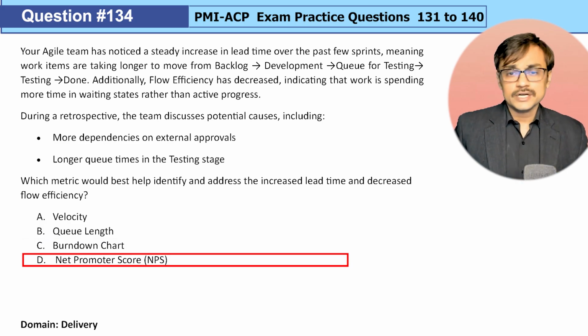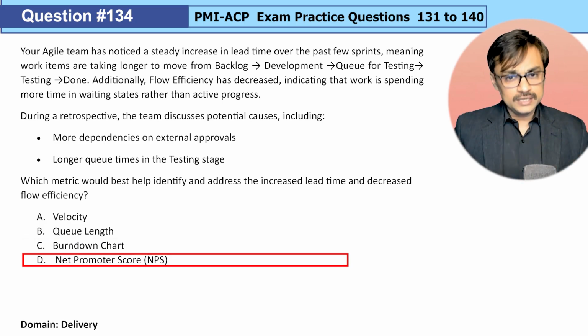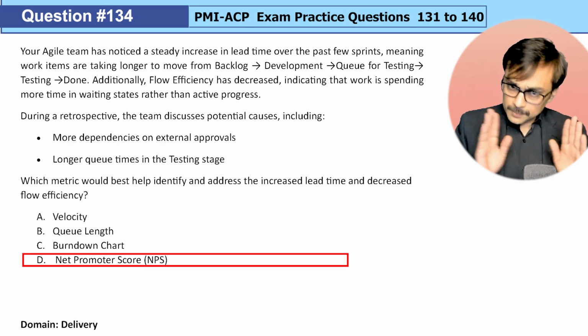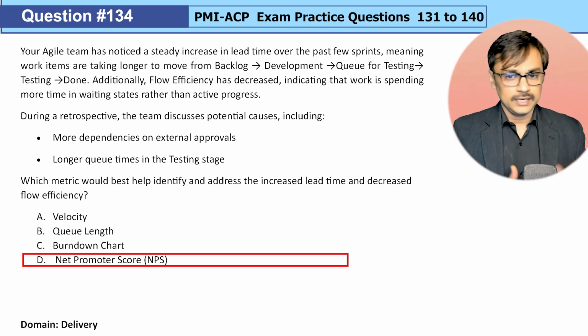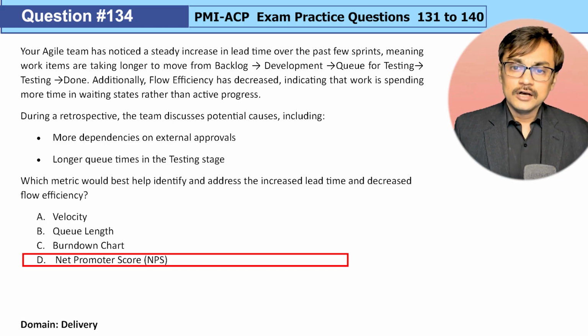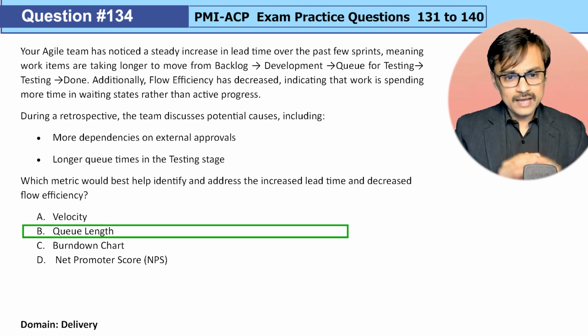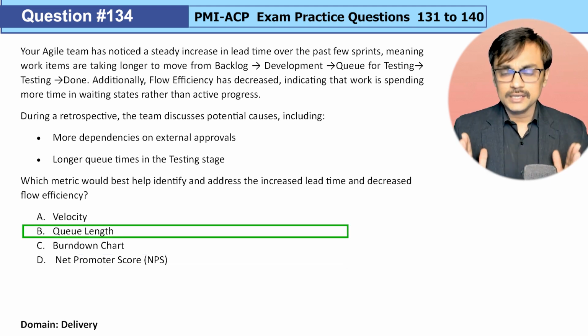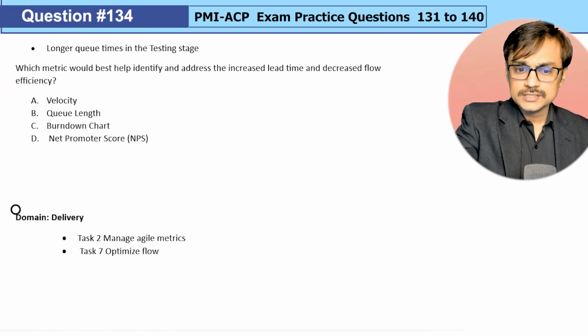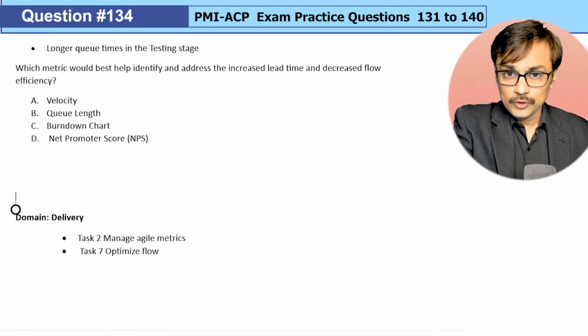Net Promoter Score is a customer opinion oriented metric, a customer satisfaction related metric. There is a possibility that if you have a high lead time, the NPS will go down. But it doesn't give me a direct indication of what might be going wrong in my flow. So coming back, queue length, Option B is the right answer. This again maps to your metrics and optimizing the flow.